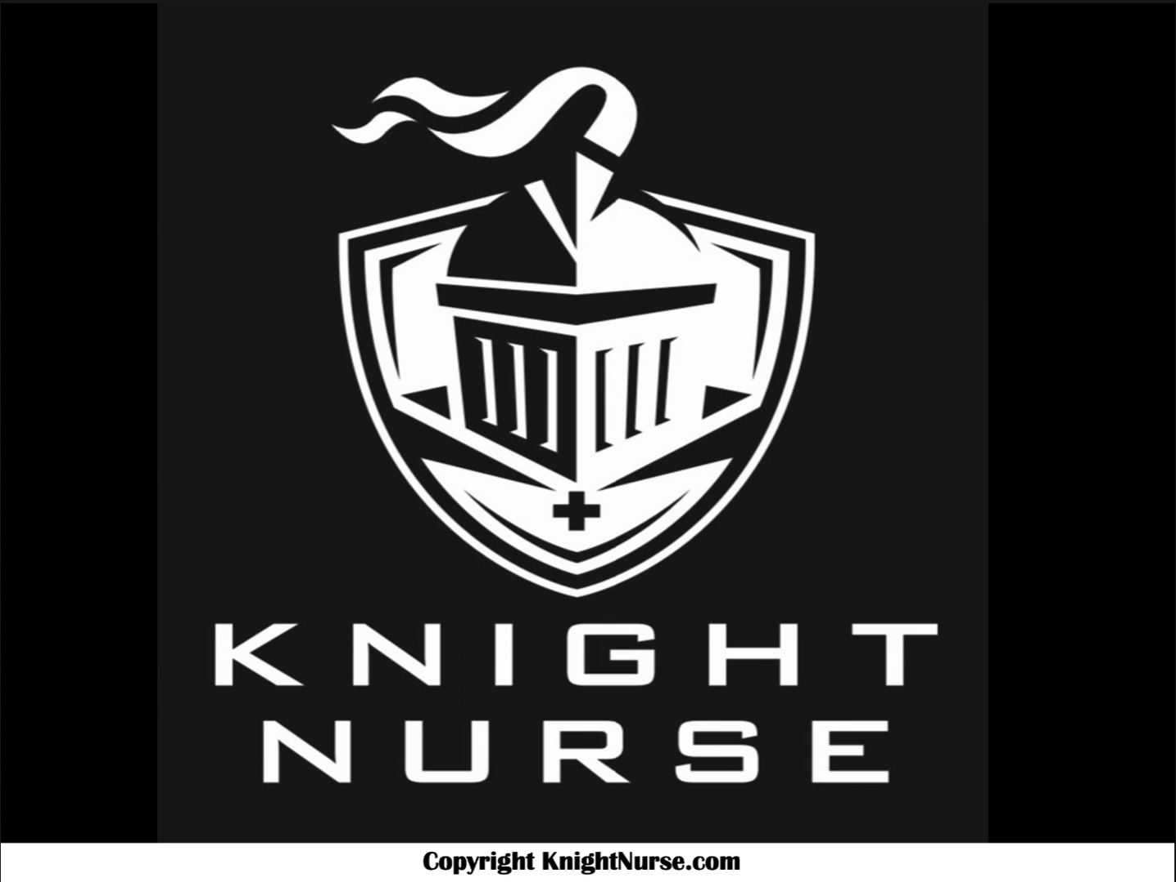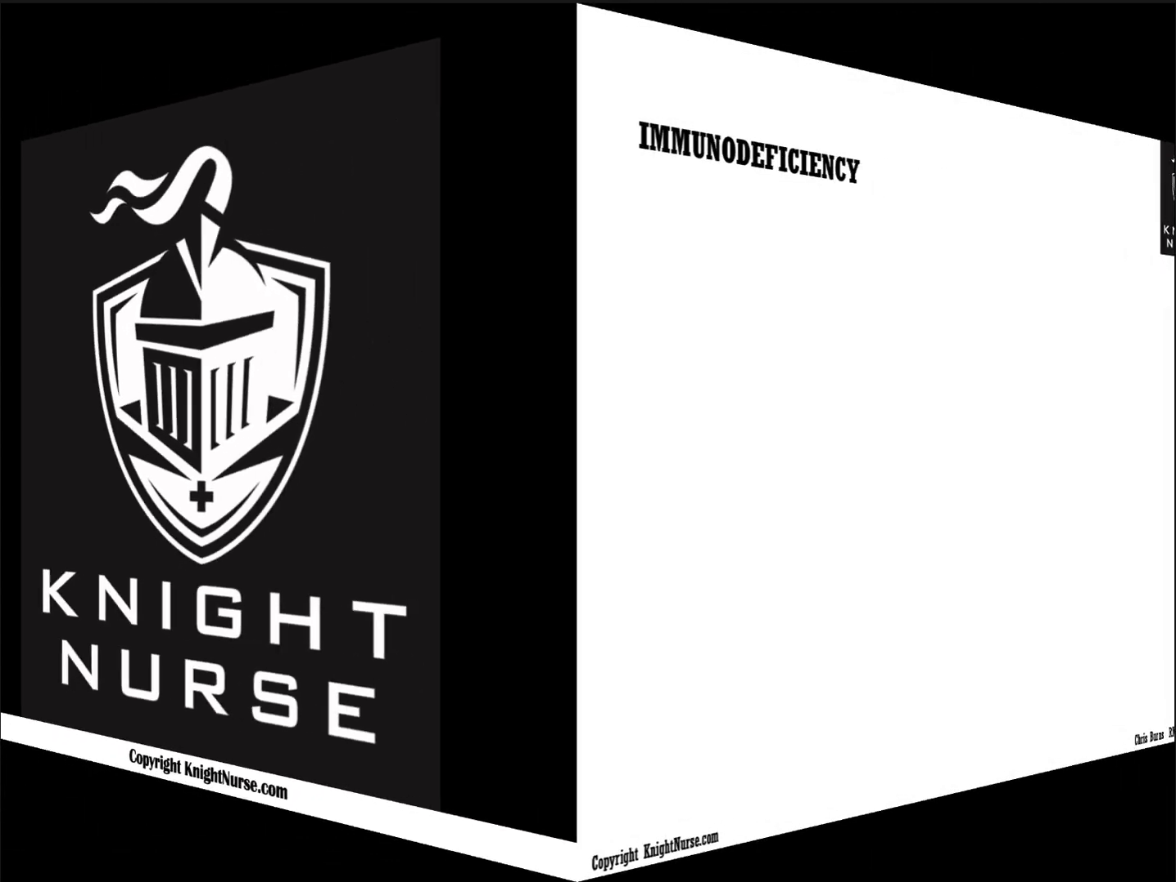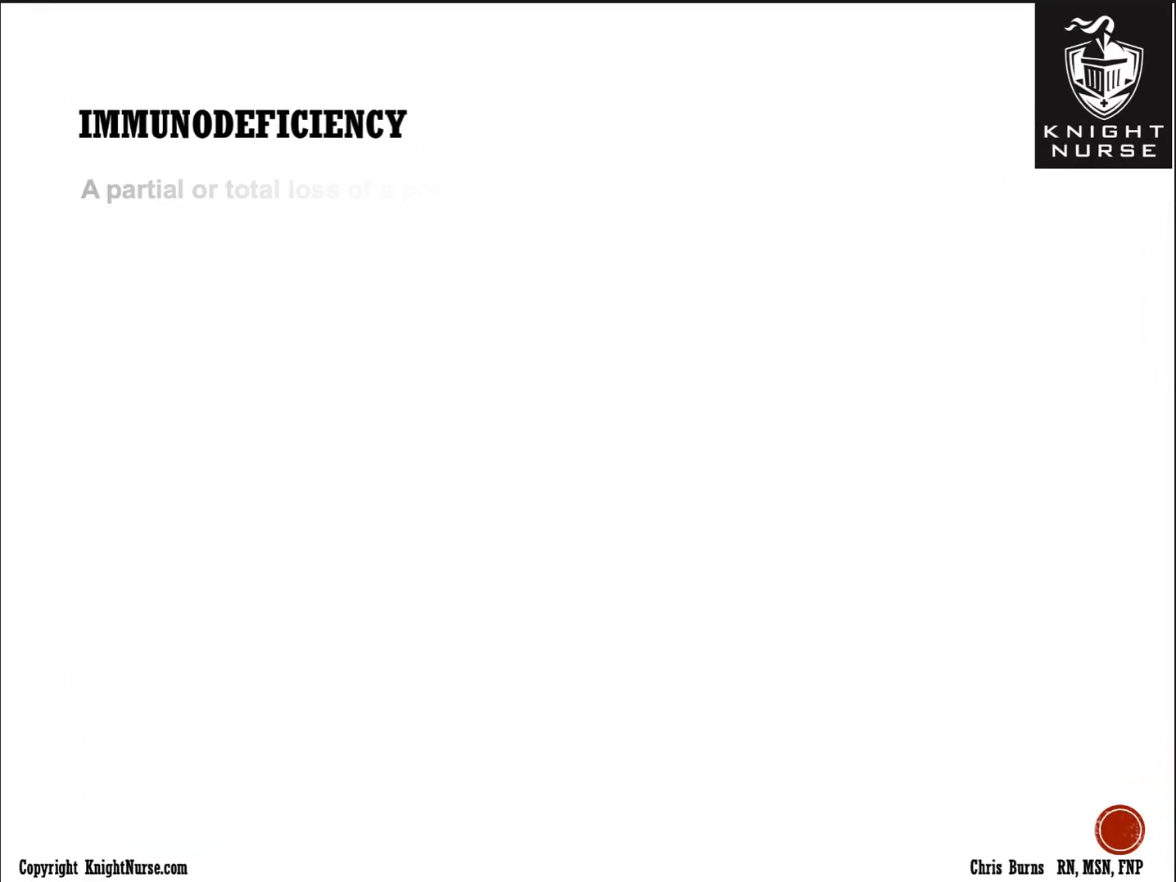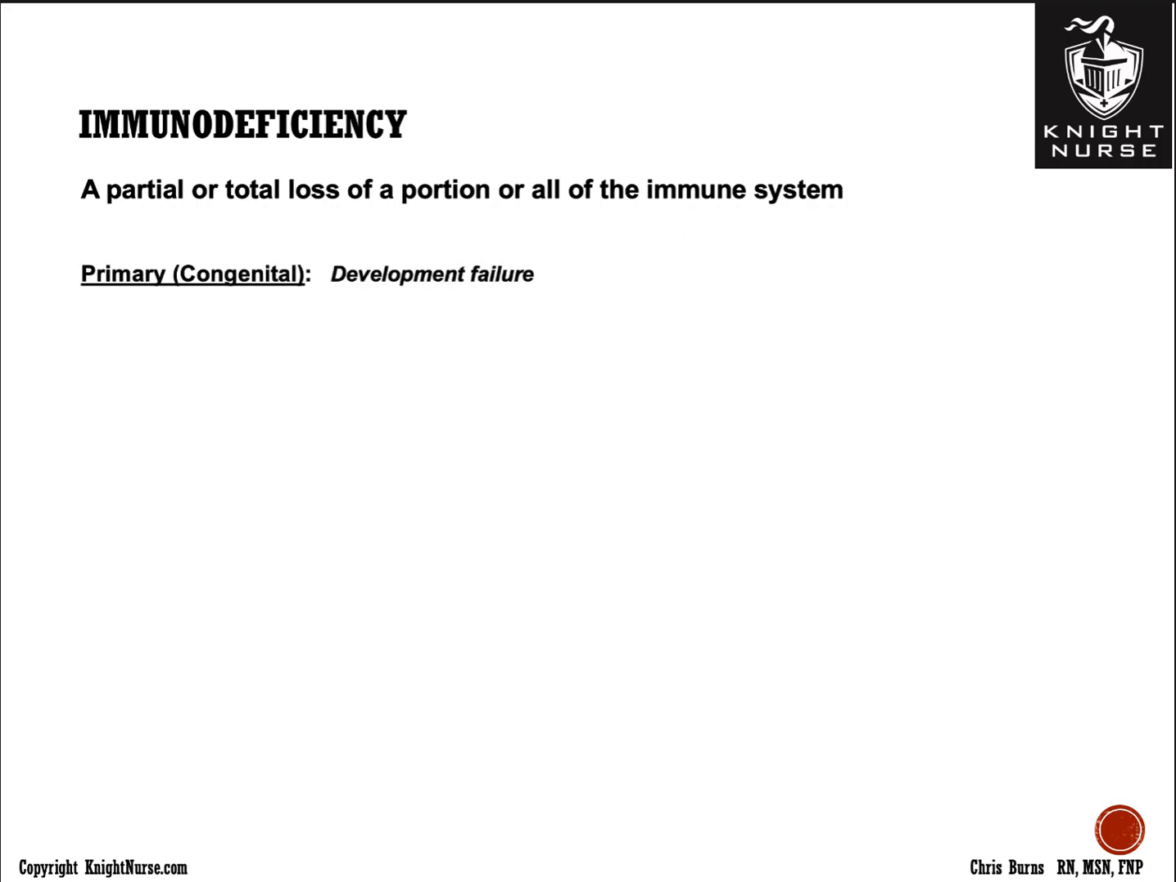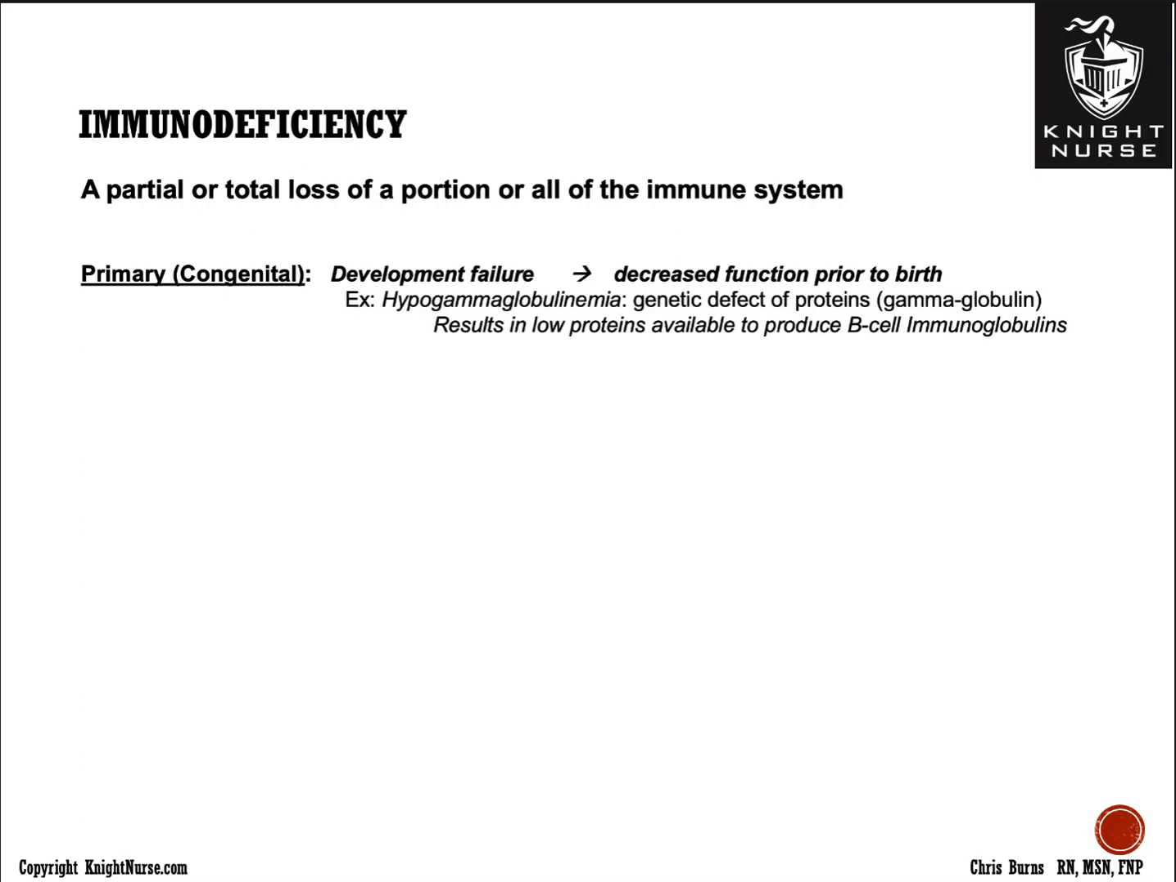I'm Professor Burns, and today we're going to talk all about immunodeficiency. So, immunodeficiency is a partial or total loss of a portion of all the immune system, and we can think of it in terms of primary or congenital developmental failure, and this is when we have decreased function prior to birth. The most common is hypogammaglobulinemia.